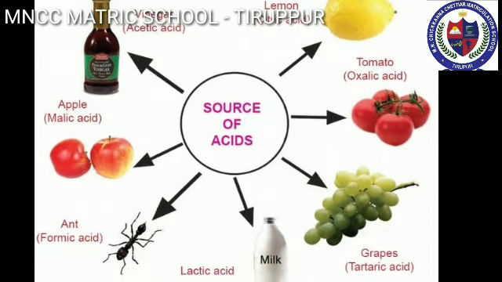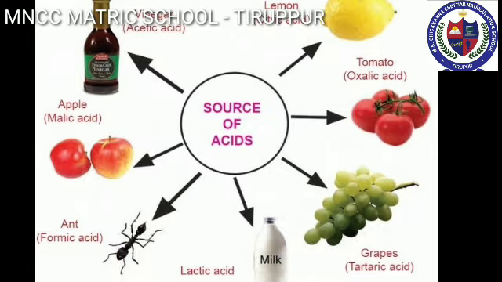Next, let's learn about classification of acids. Acids are classified into 4 types. The first one is based on their sources, the second based on their basicity, the third based on their concentration, and the fourth based on ionization. First we learn about classification based on their sources.